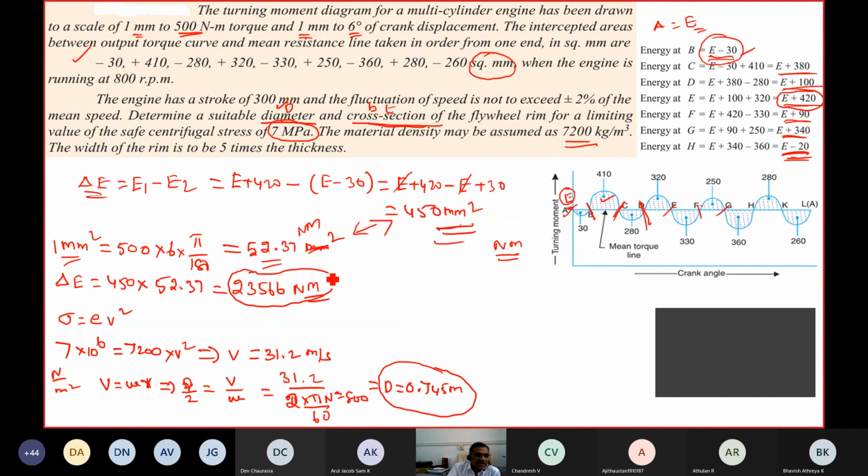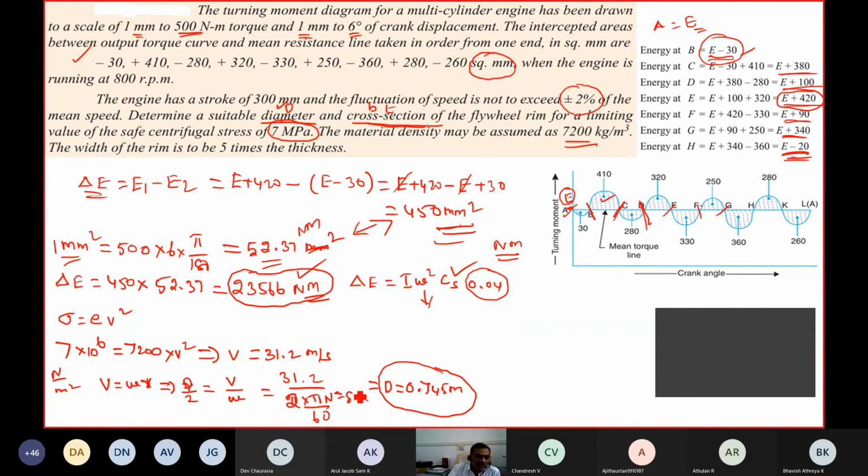Next step is, already we have the value of delta E. We know delta E is equal to I omega square Cs. This equation already we know. What is the value of Cs? Cs is equal to 0.04. It is given in the problem, plus or minus 2%, that is 4%, that is 0.04. What is the value of omega?